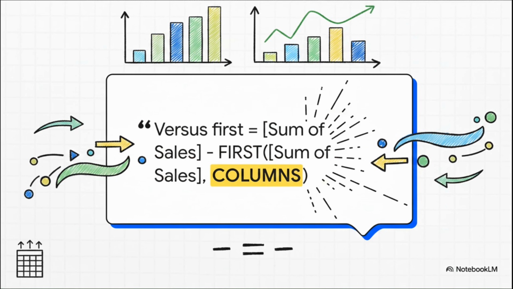Now, the formula to solve this looks pretty straightforward, right? We're just taking the current sales and subtracting the first sales value. But the real secret weapon here, the key to the whole thing, is that little word at the end, COLUMNS. That tells the formula which axis it should be looking at. Let's see what that actually does.